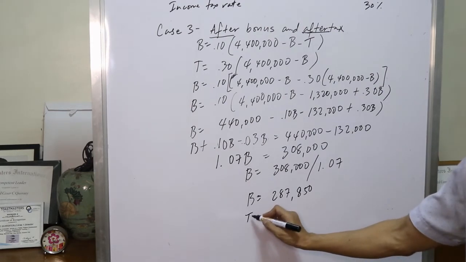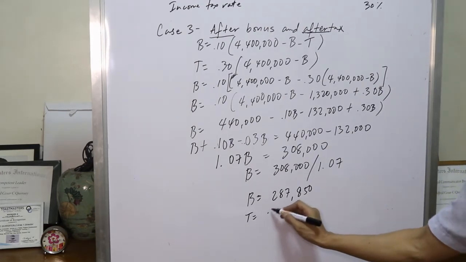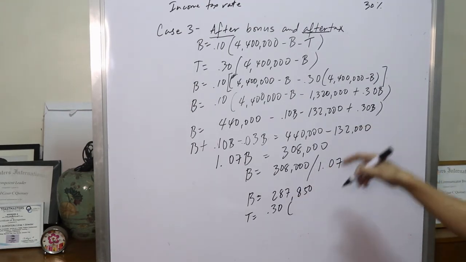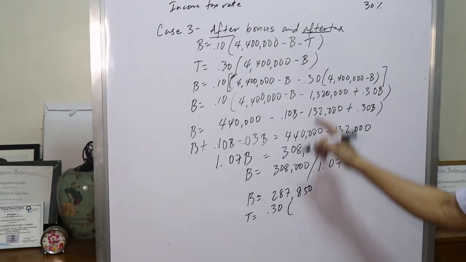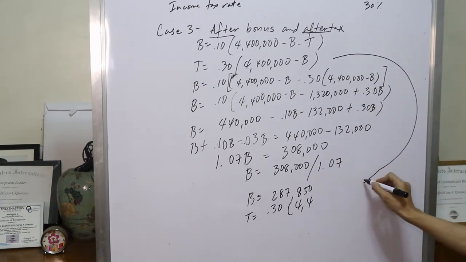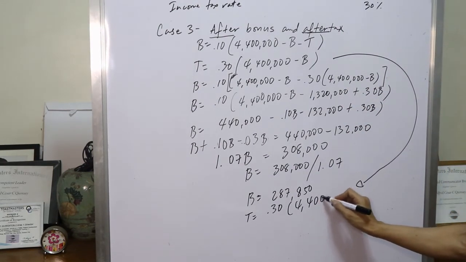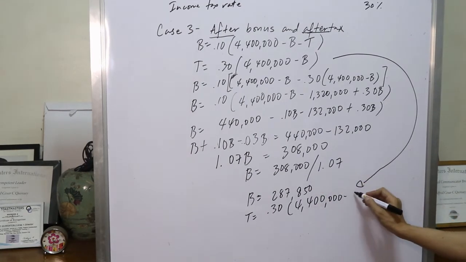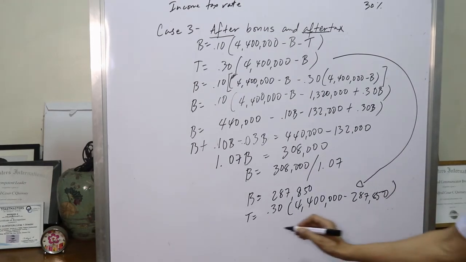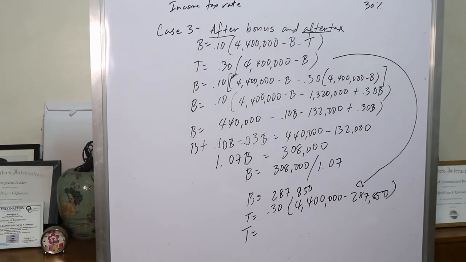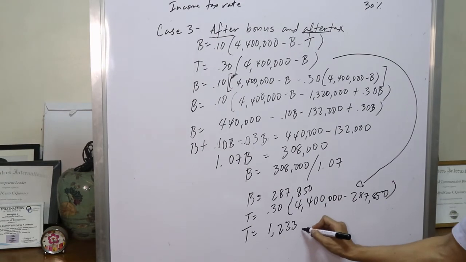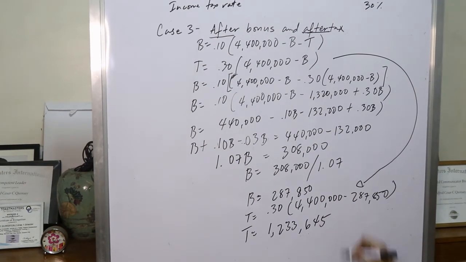Okay, and then yung tax niya, the tax is 0.30 times, so makukumpute na natin yung tax, no? Times, ito yun, 4,400,000, less yung D, 287,850, there. So the tax would be 1,233,645, there.